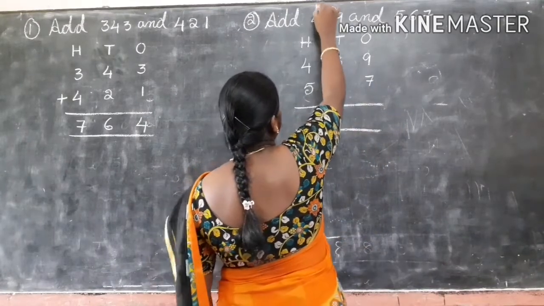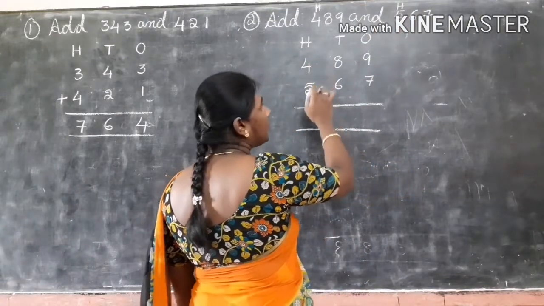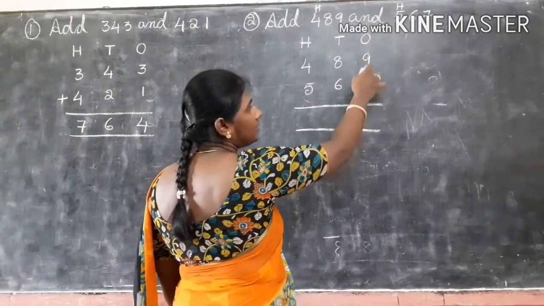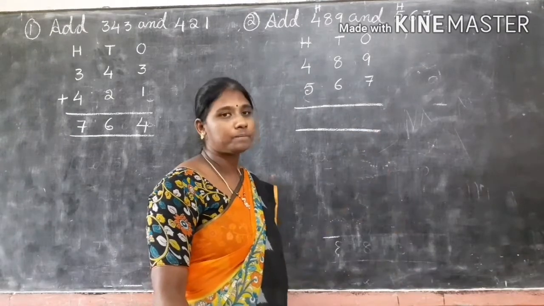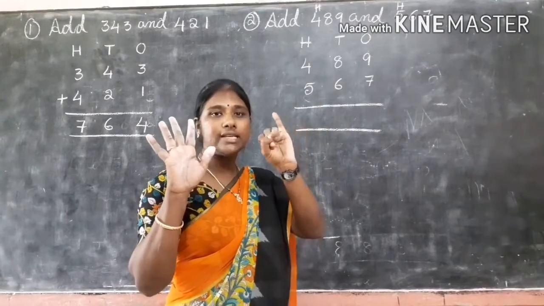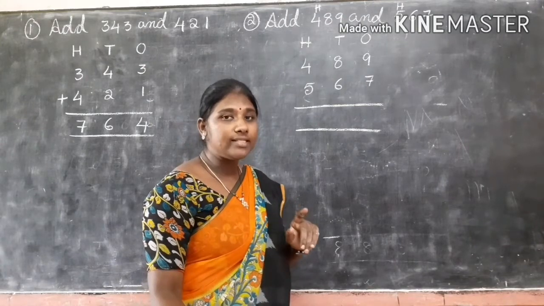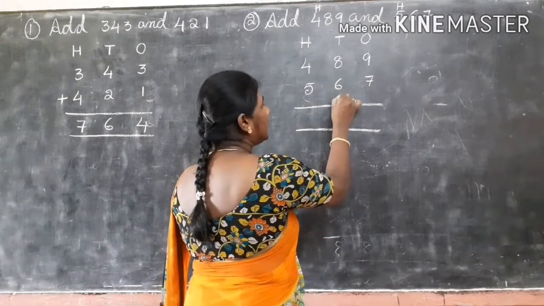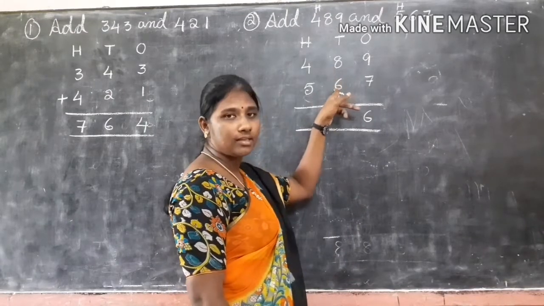If you observe, we start from the ones place. So we have to start writing the number from the ones place. Now 9 plus 7. First take the down number, 7 fingers. Up number 9, after 10, 11, 12, 13, 14, 15, 16. In that 16, 6 is in the ones place. 1 we have to write in the tens place.